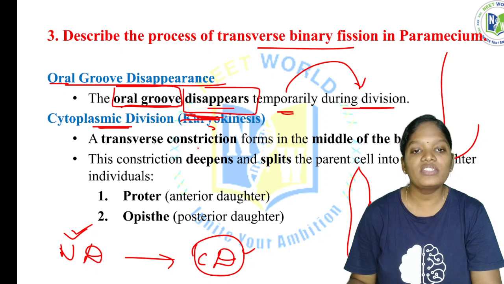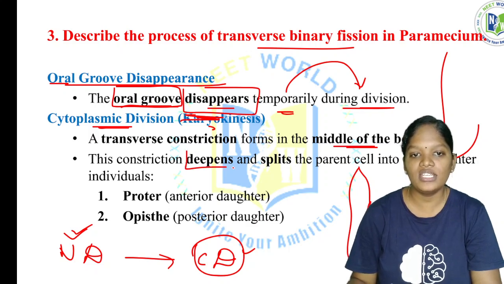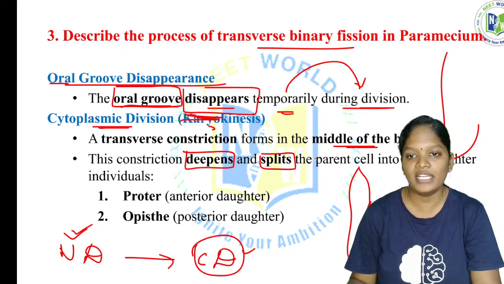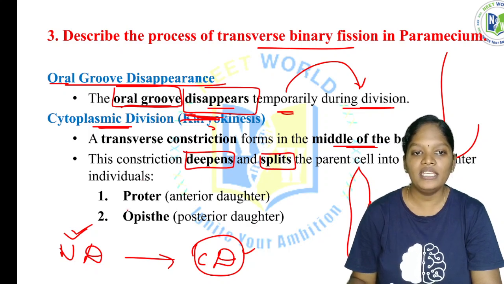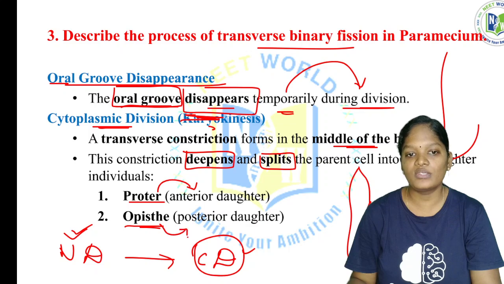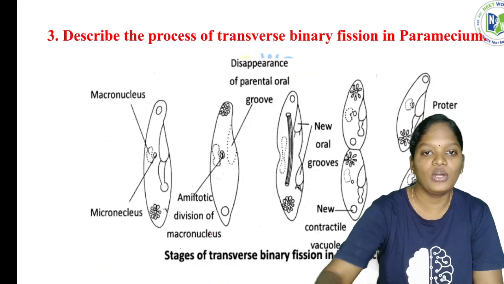A transverse constriction forms in the middle of the body. This constriction deepens and splits the parent cell into two daughter individuals. We call them the proter and the opisthe. The proter is the anterior daughter and the opisthe is the posterior daughter.